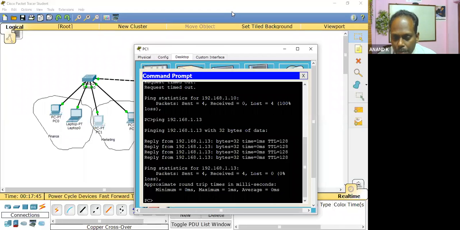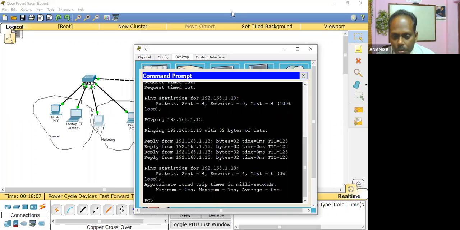I will speak about the subnet part later, after this. Subnet is something different, whereas VLANs is something different. We don't use subnets, we have VLANs now. Okay. Is this clear? Yes or no?